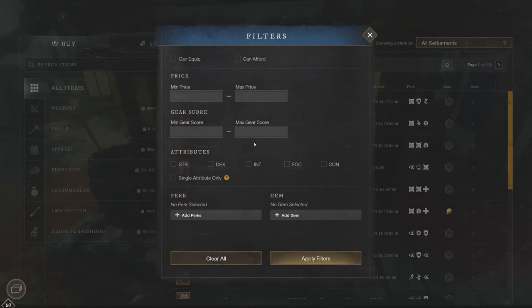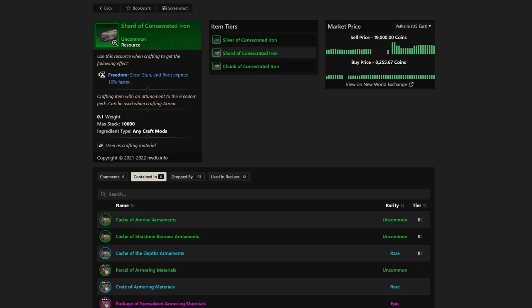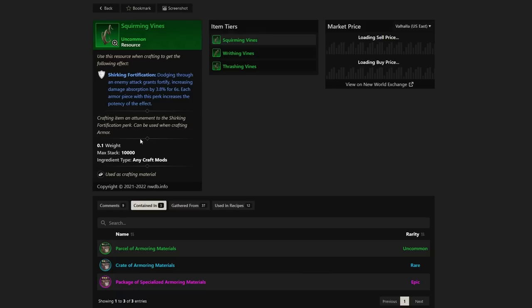So the first thing we're going to do, we don't even have to go to perks really. Let's go to the website. This website's going to show us everything we need to know. You can see the Shirking Fortification comes from Squirming Vines, right? Squirming Vines is one of the best when it comes to money making here in New World. You can see here on Valhalla, it's selling for 15.4K. That's a ton of coins.